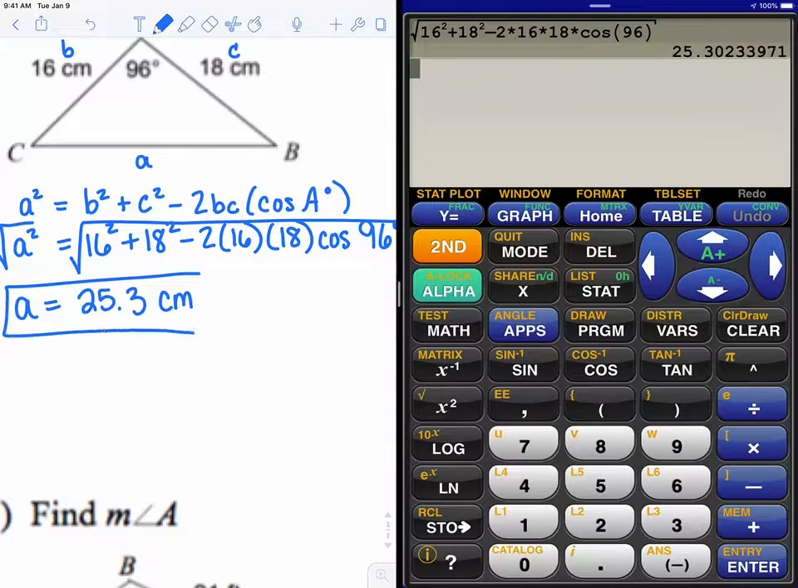Okay, so far we've found sides using law of sines and law of cosines. Next we're going to find angles using law of sines and law of cosines.